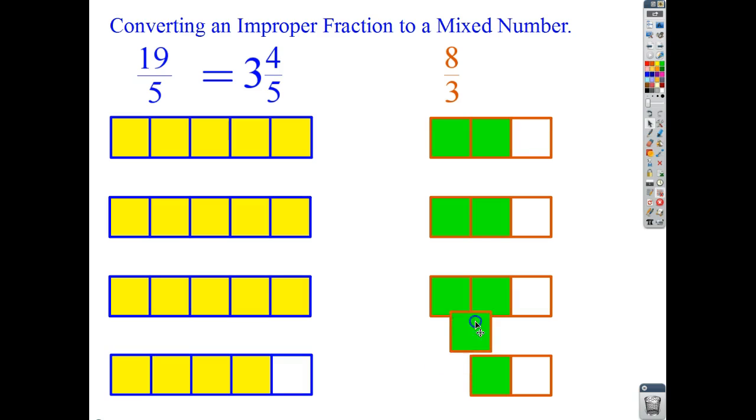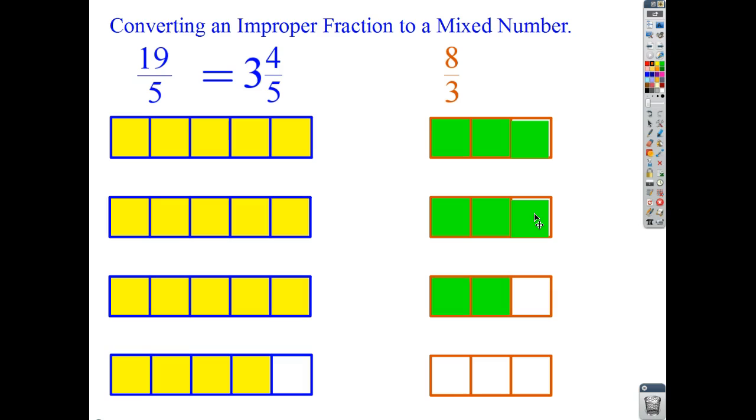Okay, so I'm going to grab these pieces. Oops, that's not what I want to do. Okay, let's try this. Okay, technical difficulty solved. So what I'm going to do is grab some of these, and I'm going to drag them over in here and see how many wholes I can make.